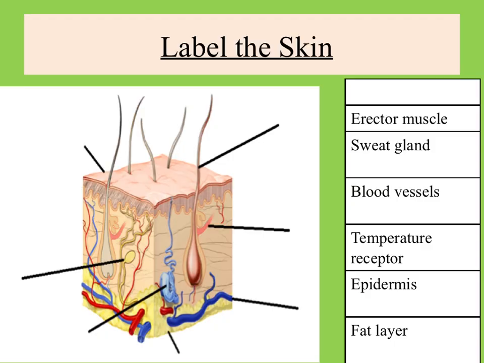Right, what I would like you to do then is label the skin. Press pause and give the questions a go. Can we label the skin for me? Right, okay, so the first one, we've got the hair, nice and easy to remember. On the hair we have the erector muscle. At the bottom we have our capillaries or blood vessels.